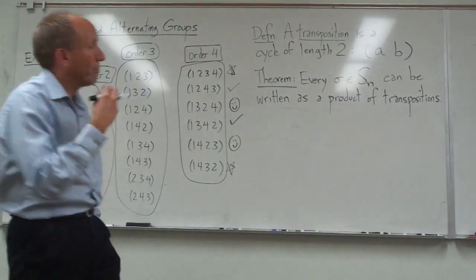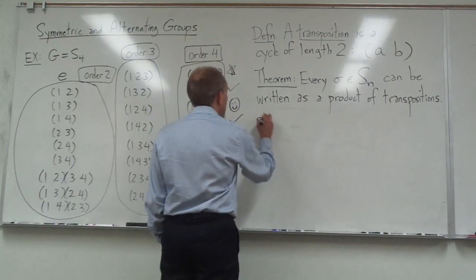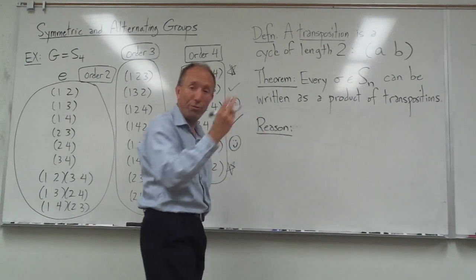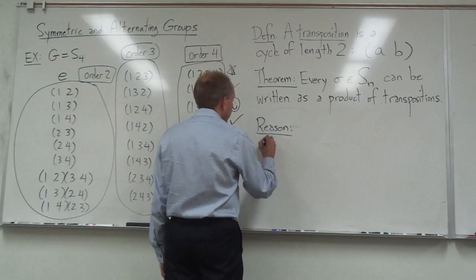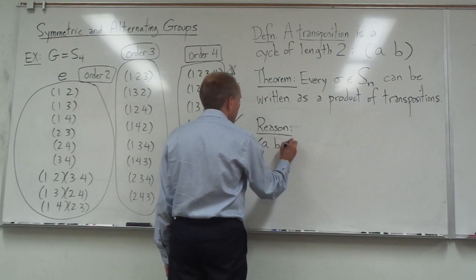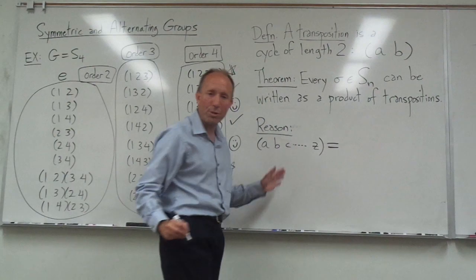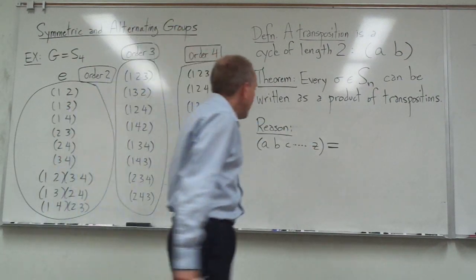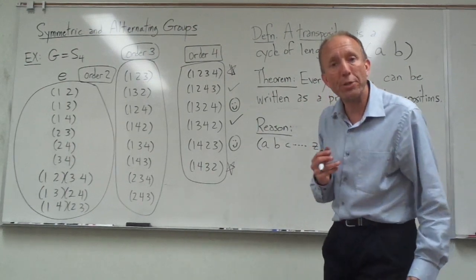And the best way for me to justify that is to just show you how to do it. So I'm going to call this a proof. I'm calling it a reason here. If you took an element, I don't know what it has for letters necessarily, let's just imagine we have some cycle here. I'm just going to call it (A B C ... Z). I claim I can break that down as a product of transpositions.